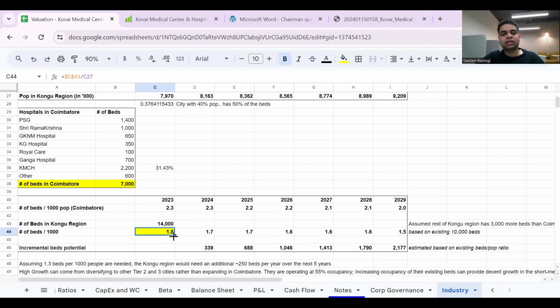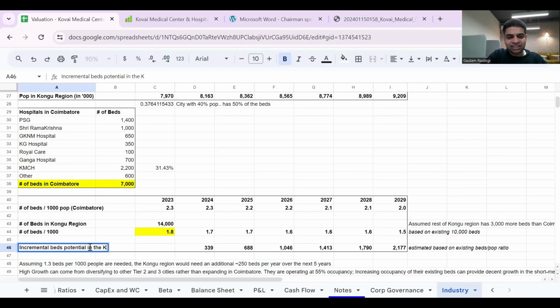Okay. So if this ratio needs to be maintained, if they have to have 1.8 beds per thousand people 5-6 years out, then Coimbatore or this Congo region needs to get around 2,000 more beds in 5-6 years to accommodate for the growing population. All right. So essentially around 340-350 beds per year more every year. But this is across all the hospitals and not just for KMCH, this incremental bed potential in the Congo region.